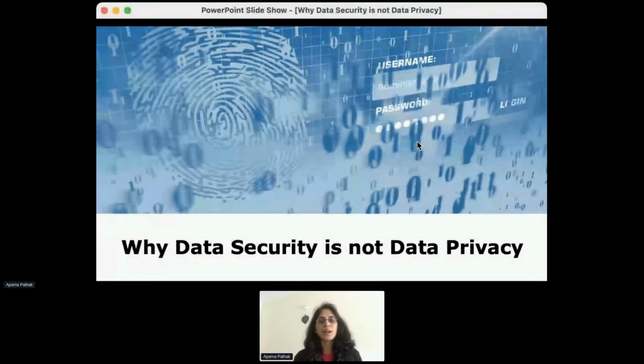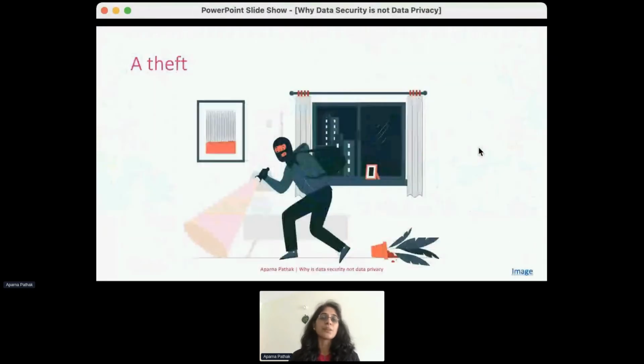Pathak, and this topic is very interesting because many times people tell me that I have data security and I am compliant to data privacy. So now let's understand what it means.